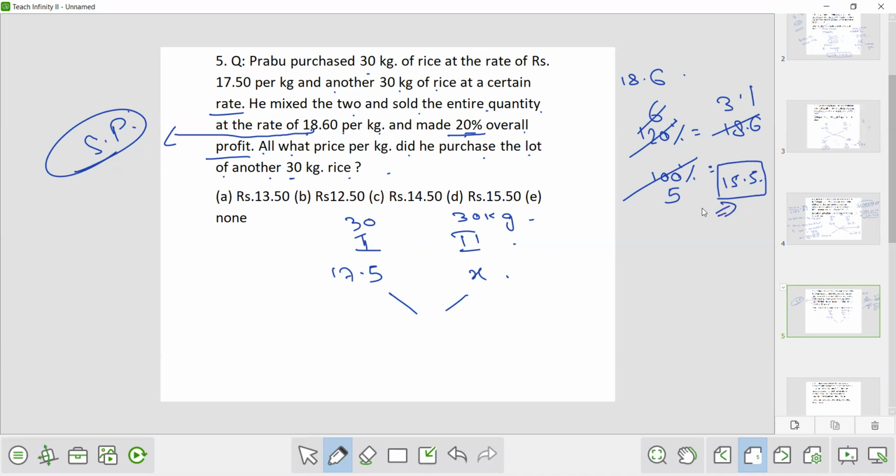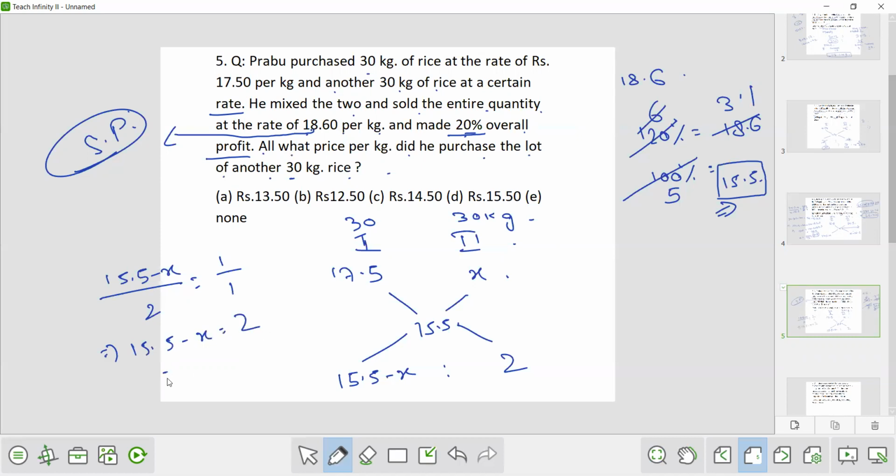5 is equivalent to 15.5. Now this value is 15.5. Now 15.5 minus x, 17.5 minus 15.5, that is 2. So 15.5 minus x by 2 is equivalent to 1 by 1. So 15.5 minus x is equivalent to 2. So x is equivalent to 15.5 minus 2, that is 13.5. So another lot, which was purchased at the rate of 13.5 per kg. So option number A is the correct answer for this.